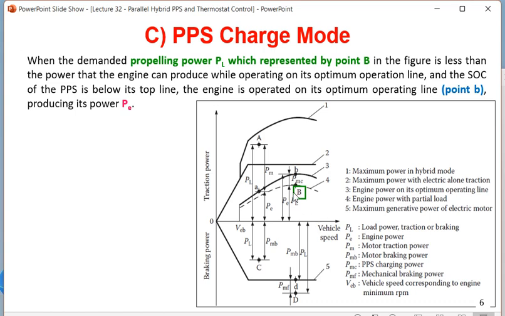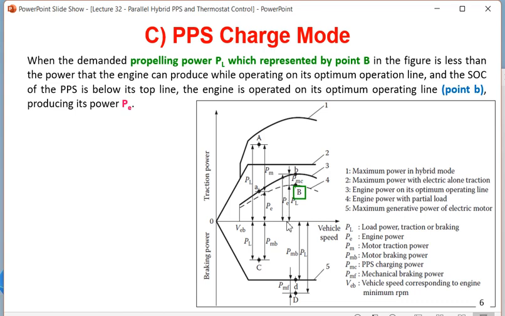So this is small point B. Small point B is on line 3. Line 3 is the optimum or maximum engine power output. It is doing two things. It is generating the PL, which is called the load. So you can find here this is PE. This is the total engine power, and the engine power is doing two things.